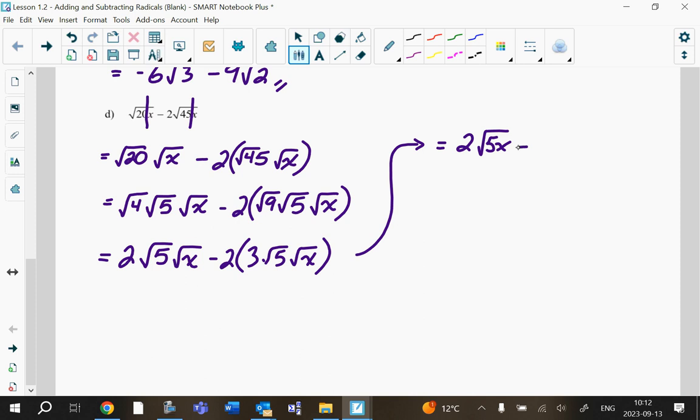Minus, well, 2 times 3, and root 5 times root x, root 5x. I feel like you can simplify them. Finally, I got to like radicals. Minus 4 root 5x. Excellent.